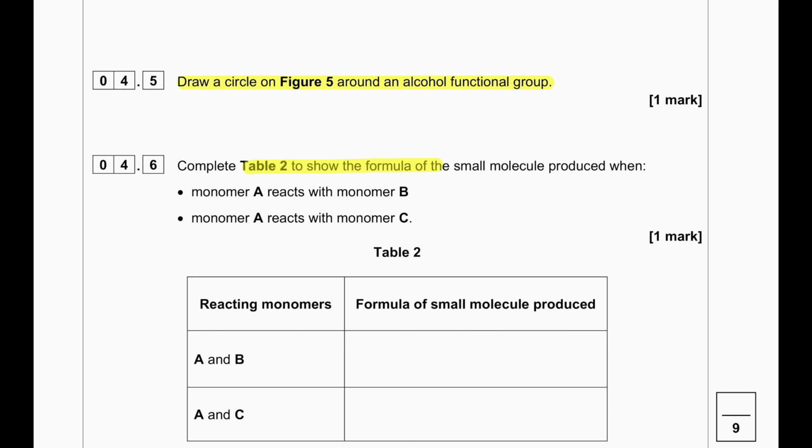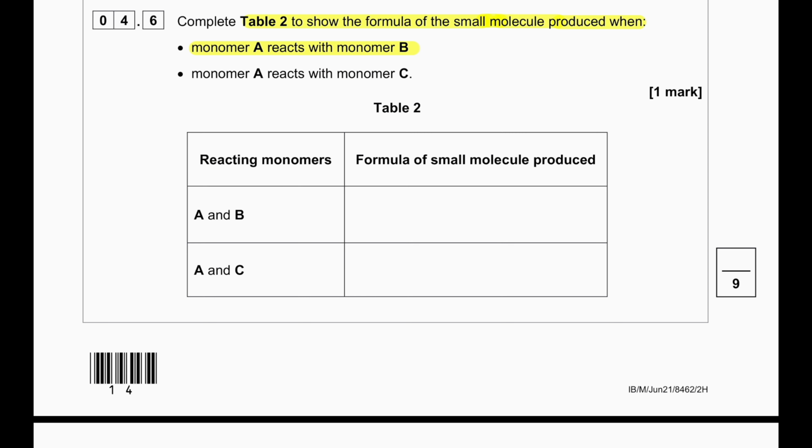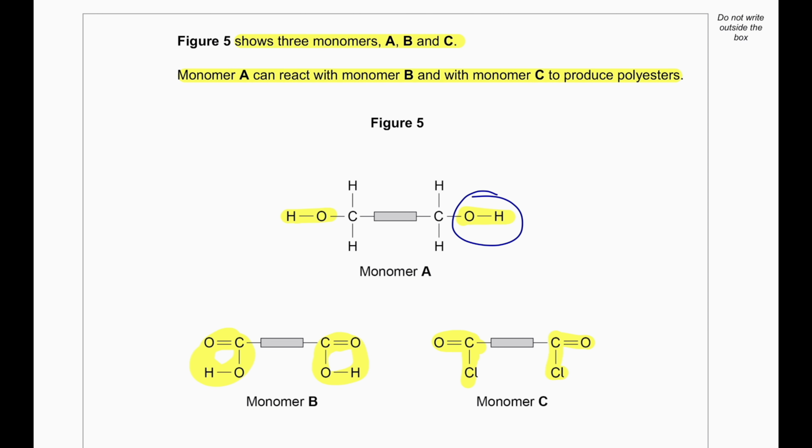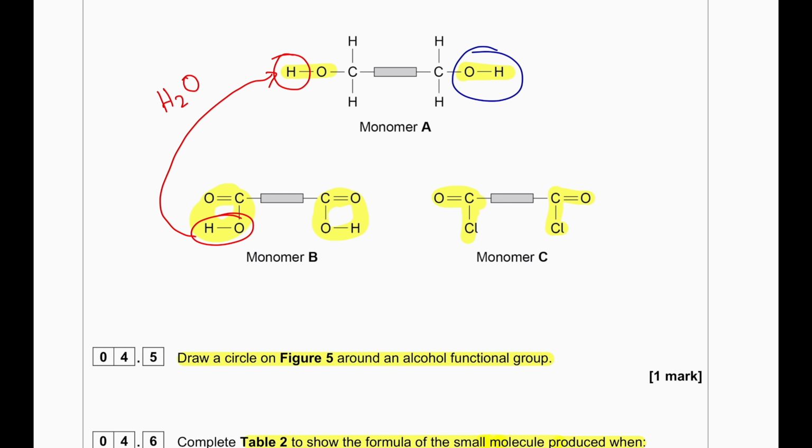Complete table 2 to show the formula of the small molecule produced when monomer A reacts with monomer B. When monomer A reacts with monomer B, monomer A loses the hydrogen and monomer B loses the OH. The H and the OH together produce H2O. When monomer A reacts with monomer C, monomer A loses the hydrogen and monomer C loses the chlorine. So it produces HCl.